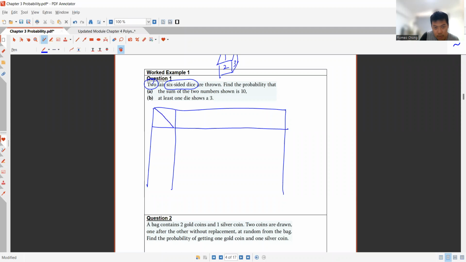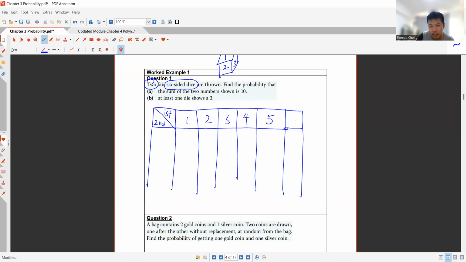Here, what you can write is, this is your first dice, and this is your second dice. You can just write like that. The first one stands for the first dice, and the second one stands for the second dice. And then after that, you know that each dice has 6 surfaces, right? So you have to write out the numbers. Let's say this is number 1, this is number 2, this is number 3, this is number 4, and this is number 5. And the last one, we need another one, which is 6.